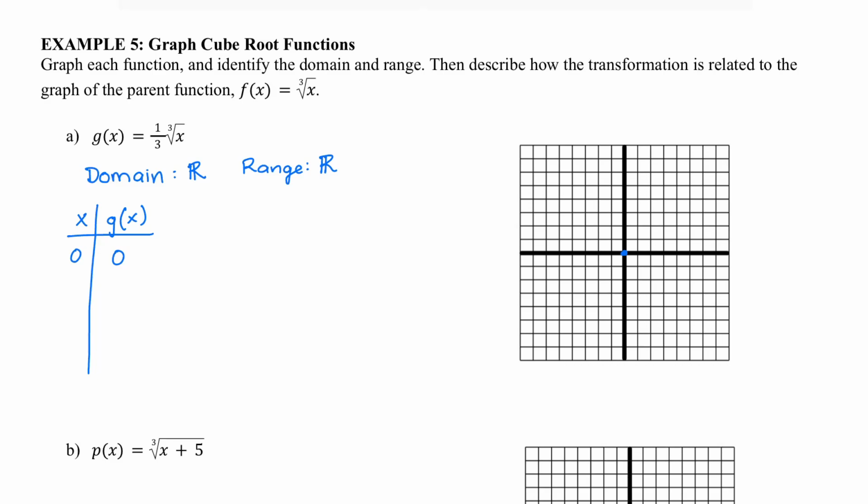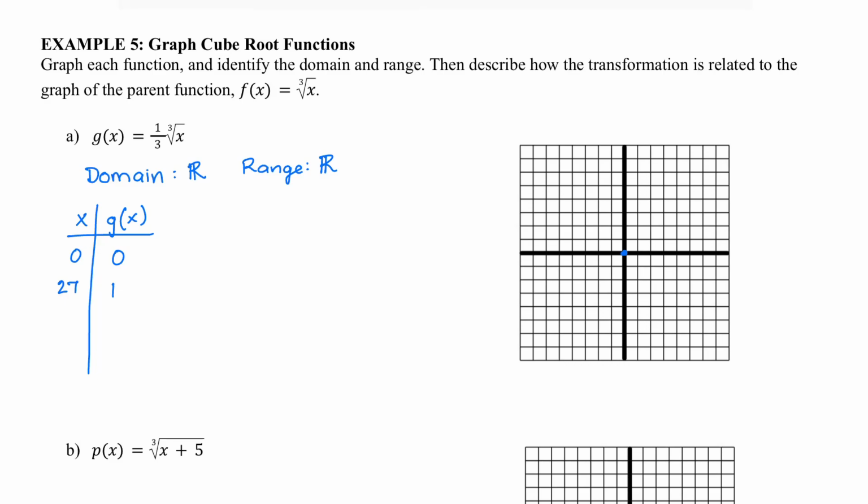Now, what is a perfect cube? Perfect cubes are numbers where this times this times this, three times, gives us that number. One example of a perfect cube is 27, right? 3 times 3 times 3 is 27. So the cube root of 27 is 3. 3 times 1/3 is 1. So if I put 27 in for x, I'm going to get 1 as g of x.